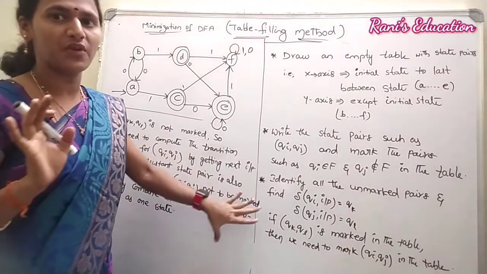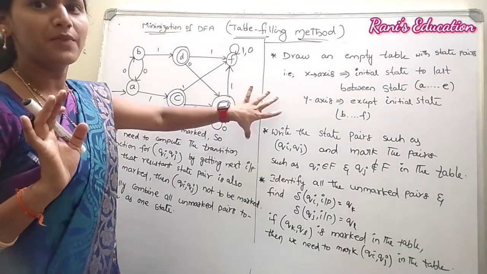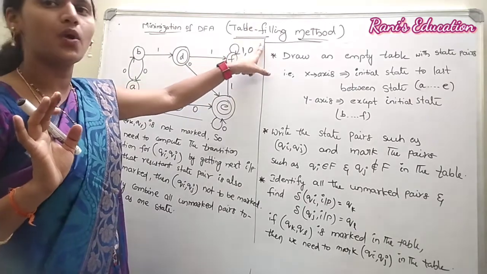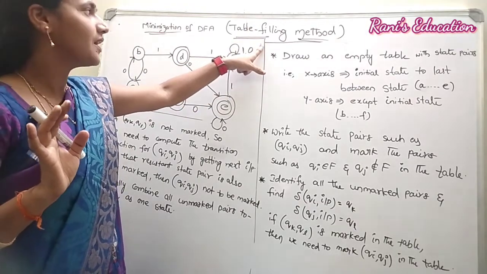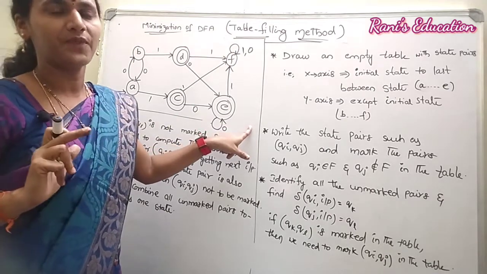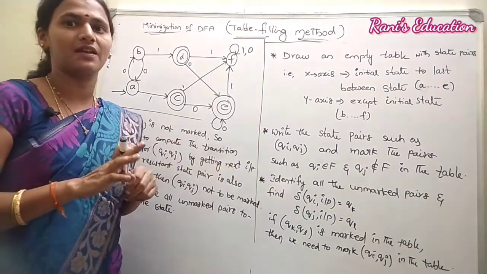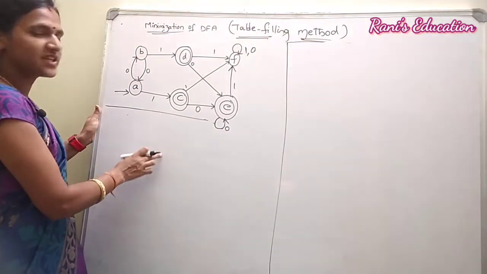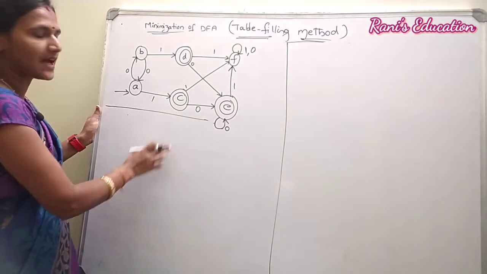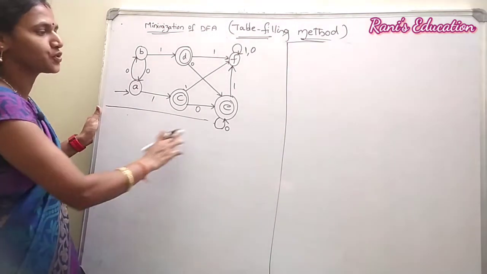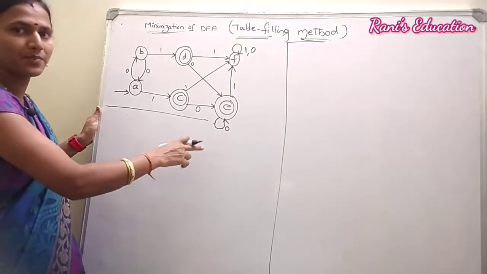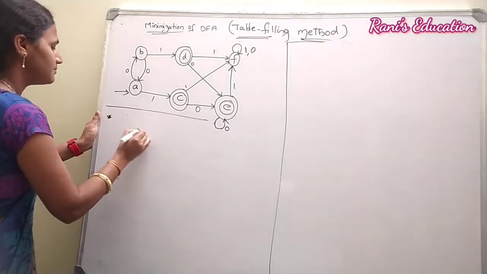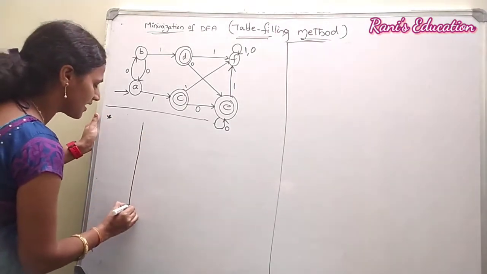So these are the steps we need to follow for the construction of the minimized DFA by using the table filling method, which is also called the Myhill-Nerode theorem. Let's see an example of how we are going to work out to minimize the given DFA. First we need to draw an empty table. The empty table is nothing but a lower triangular matrix which should not contain the upper triangular matrix. Why? Because here duplications are not allowed. So we need to draw an empty table.